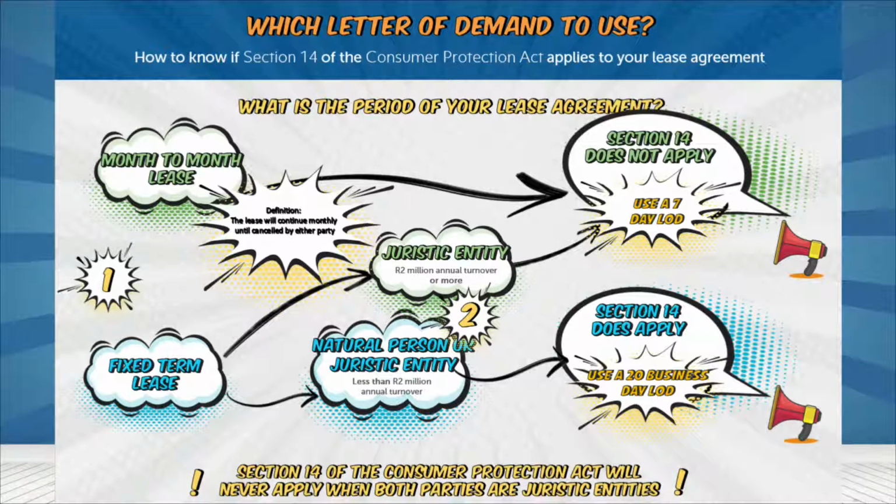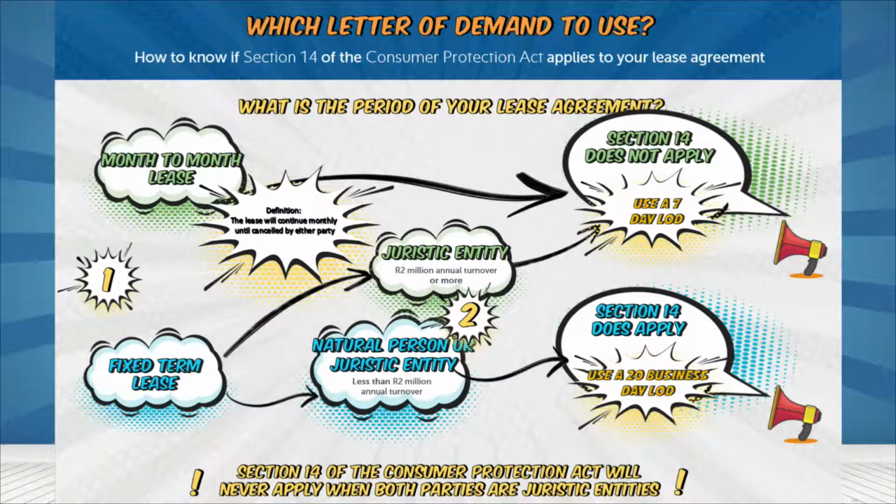Let's look through it. First step is to look at the period of your lease agreement. So if it was running on a month-to-month lease, then you don't have to worry about 20 business days. You can send out a 7-day letter of demand, because section 14 of the CPA only applies to fixed term agreements. Therefore, if your lease agreement is a fixed term lease agreement, there's one more step to do to determine if you need to do a 20 business day LOD or a 7-day LOD.